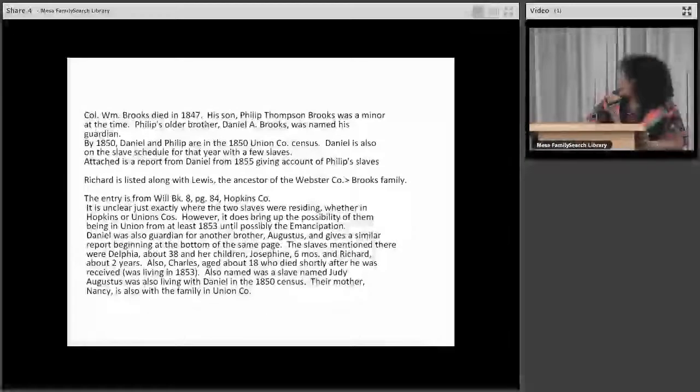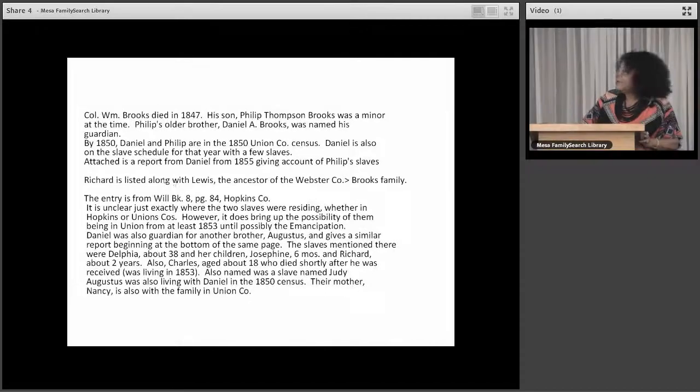Colonel Brooks died in 1847. His son, Philip Thomas, was a minor. Philip's older brother, Daniel, was named his guardian. And right down here, this is from the will book entry, Hopkins County. It is unclear exactly where the two slaves were residing, whether in Hopkins or Union County. And he goes on. The slaves mentioned there were Delphia, about 38, and her children, and Richard, about 2 years, my great-great-granddad.